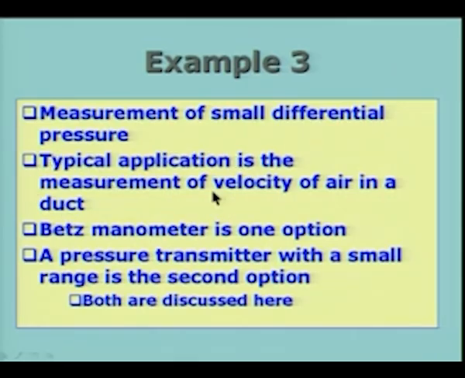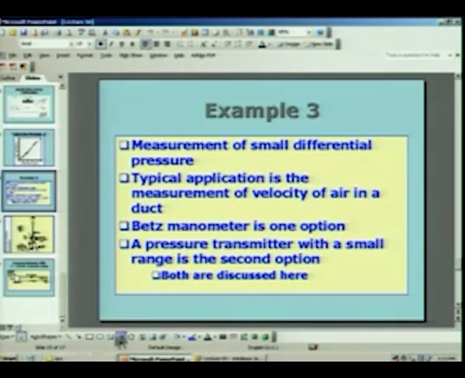The range I am going to determine by using the data from the typical application. In the application, I will know the range of the velocity I am going to measure, and then I can convert this velocity information to a suitable delta p. That is where the pressure transmitter is coming, or it would be a delta p where the Betz manometer is going to measure the delta p, and both of these I am going to discuss in some detail. So, what I will do is go to the board and look at a typical example.